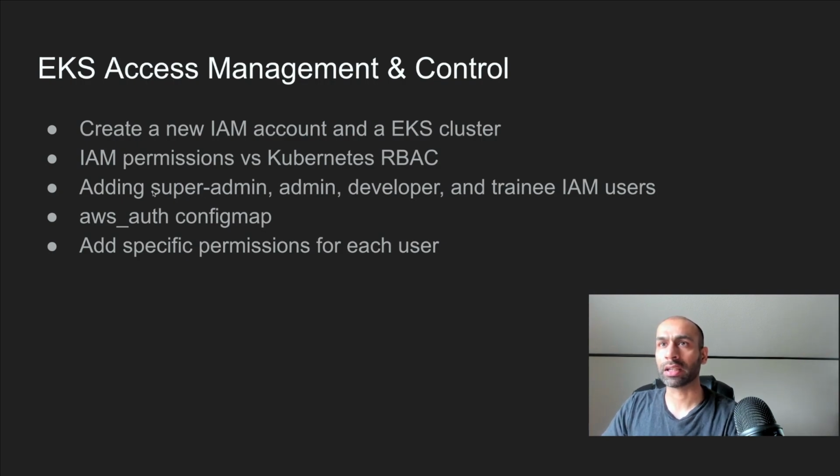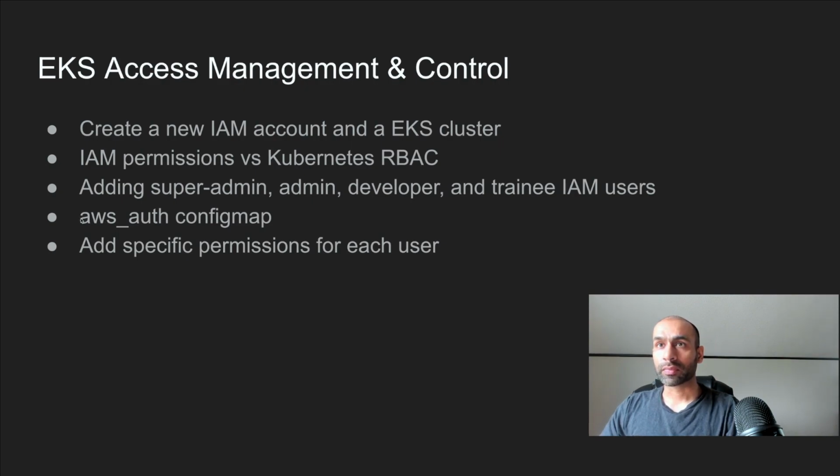And then we added different users to see what permissions they could have. Again, starting from the right, trainee was just able to list the deployments. Developer was able to add the deployment, but was not able to delete. And the exercise for you is to add an admin, which is able to delete the deployment as well. And then superadmin, earlier it didn't have any permissions because we didn't configure it in the RBAC or AWS auth map. And then when we configured it, it was able to delete the nodes as well.